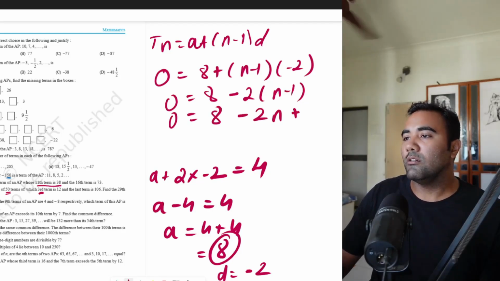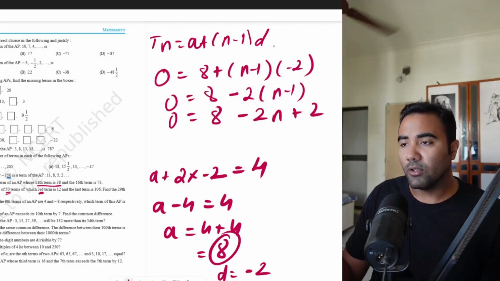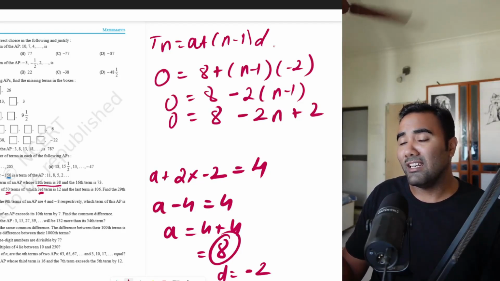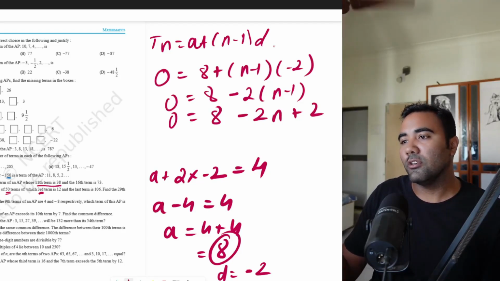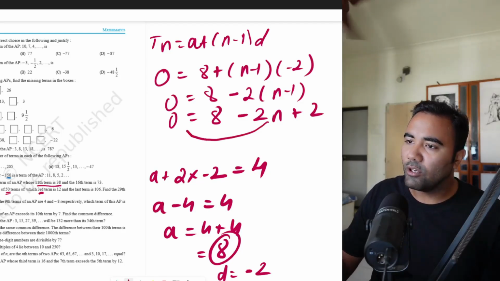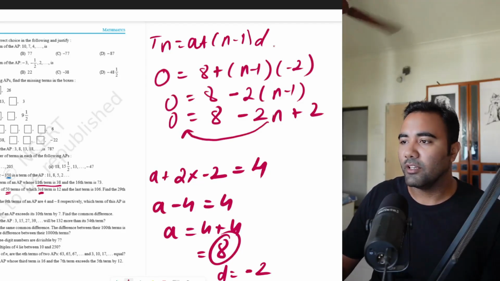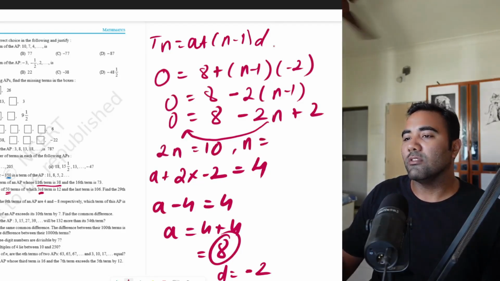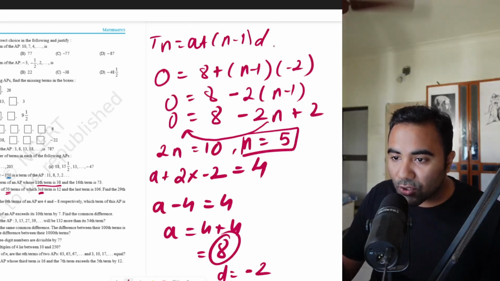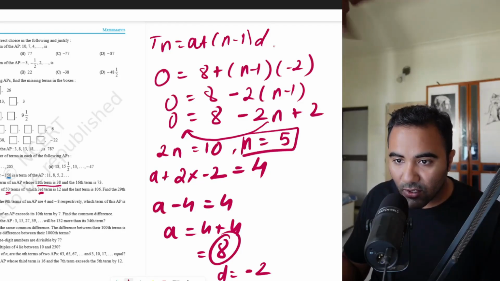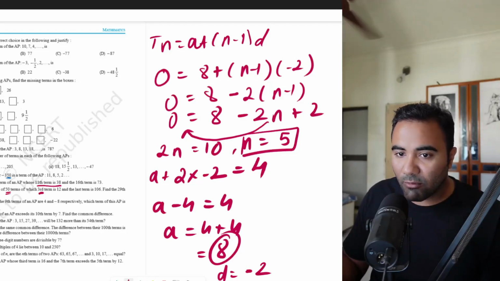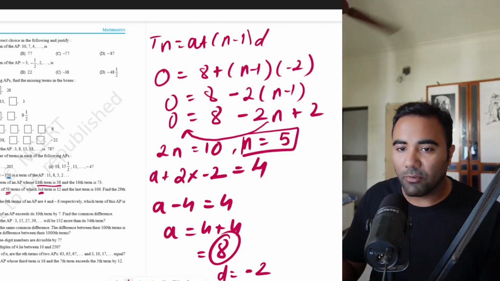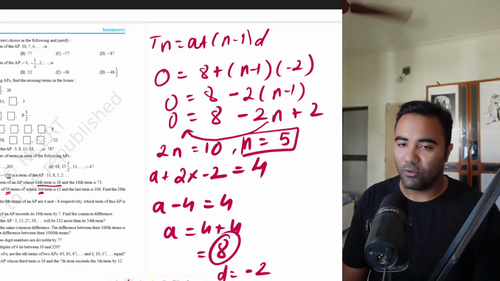Minus 2n plus 2. 8 plus 2 becomes 10. We'll take 2n on this side. Perfect. So this gives us 2n is equal to 10, so that gives us n is equal to 5. So the answer to this question, which term of an AP is 0, is: the fifth term of this AP is 0.